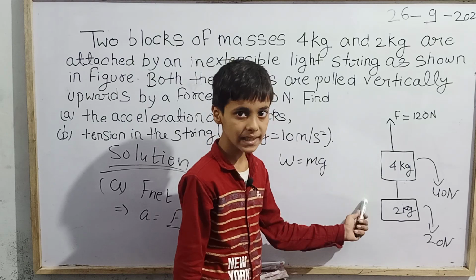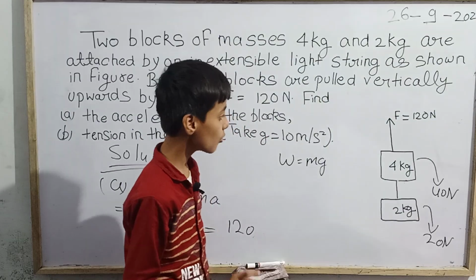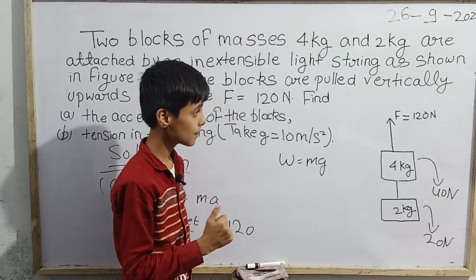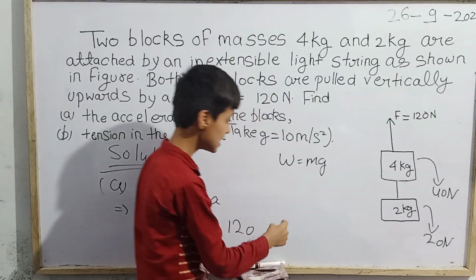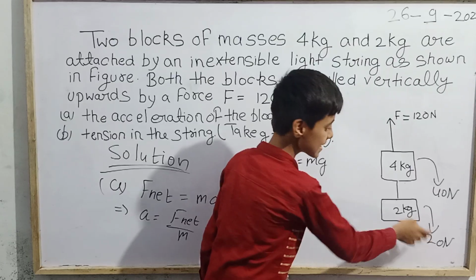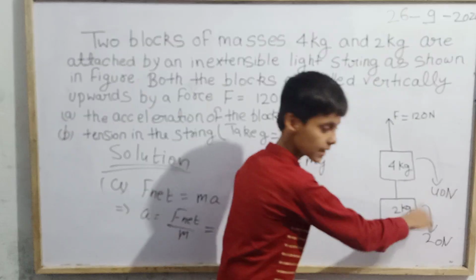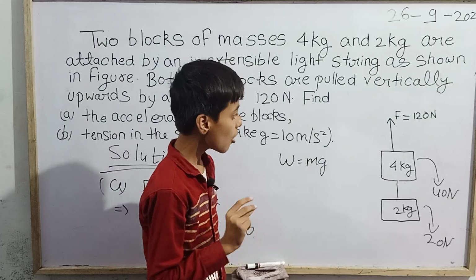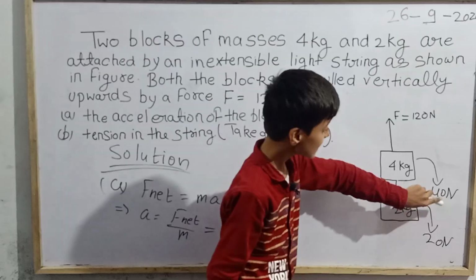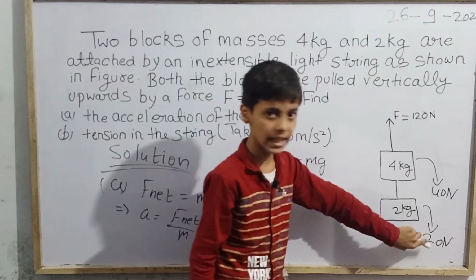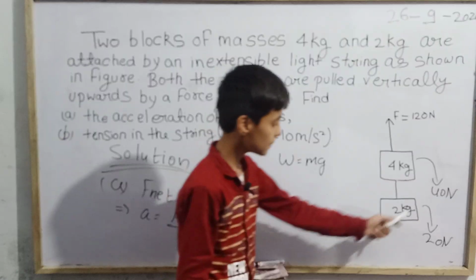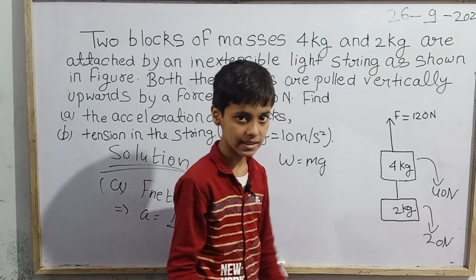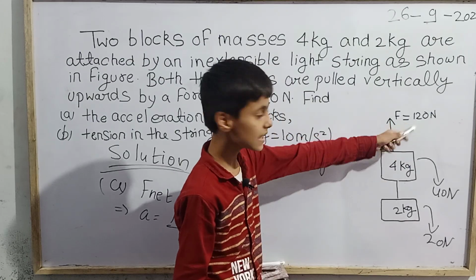What angle is getting made? The angle is 180 degrees. To make it simpler, we can say the directions are opposite, so they will be subtracted. Where directions are the same, they will be added. Or we can say the angle between 40 newtons and 20 newtons is 0 degrees, so they will be added. 40 plus 20, 60 we got. Here 60 newtons, here 120.